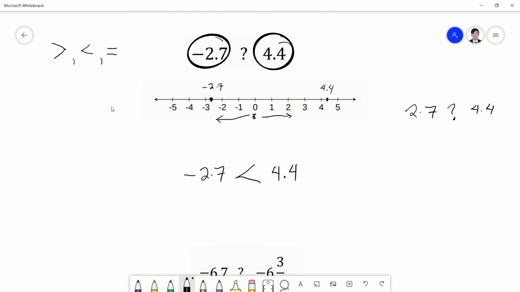But if not, you can just align the decimal points. So 2.7, we align the decimal point with our second number, which is 4.4. And you begin on the leftmost part. If we look at the first digit before the decimal point, comparing 2 and 4, 4 is greater. So that means 2.7 is less than 4.4.